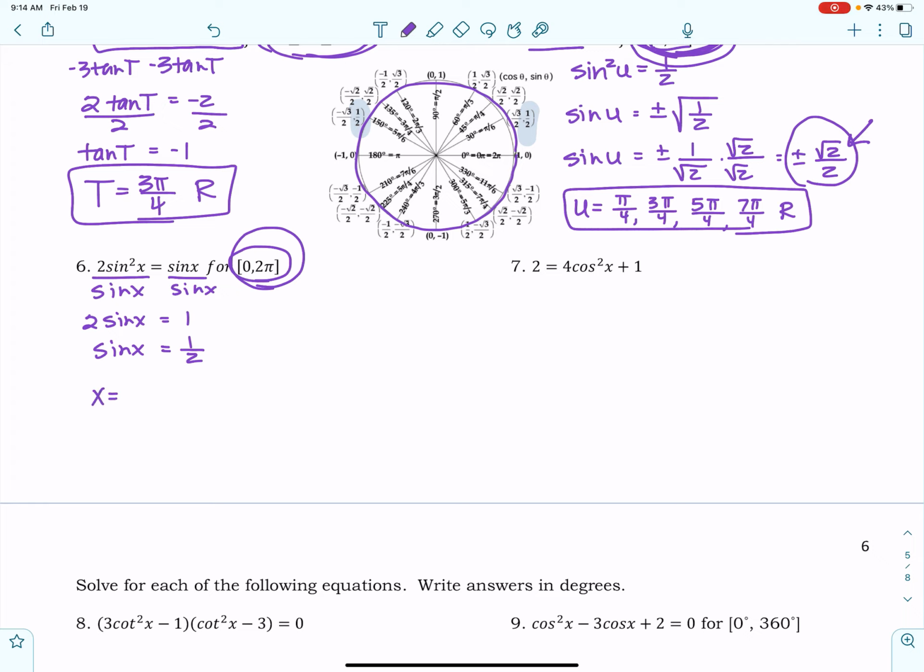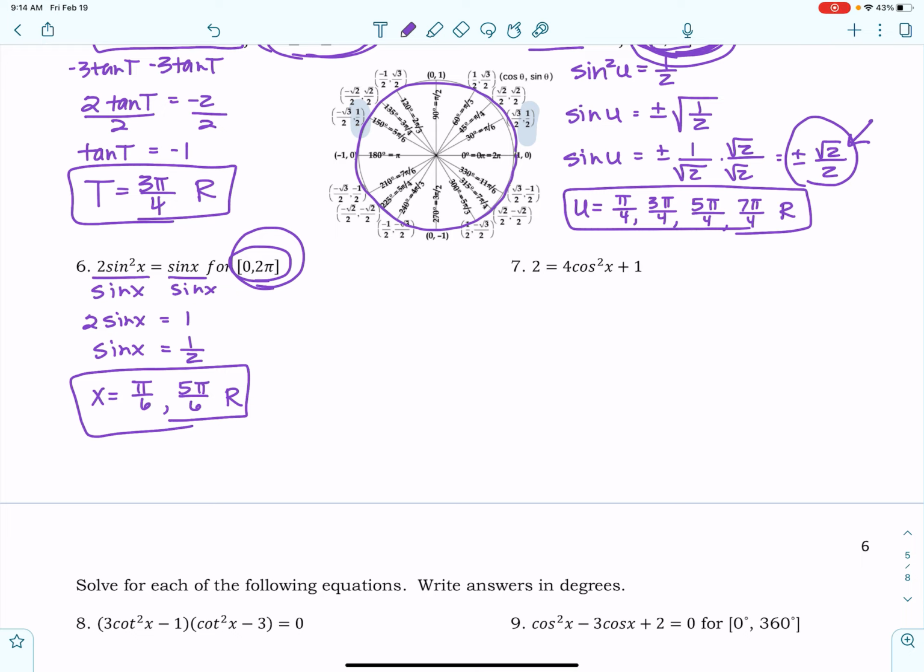And I've been told to write the answers in radians. So pi over 6 and 5 pi over 6 radians. Easy peasy. All right, now let's look at my next one.